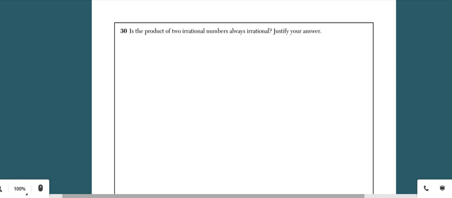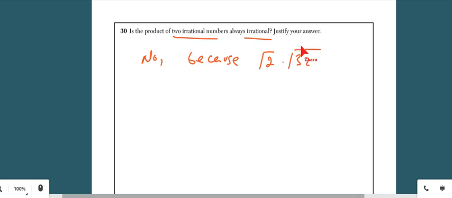Okay, is the product of two irrational numbers always irrational? So no, because I am taking square root of 2 and I am multiplying it with square root of 2 again. Okay, let's take two different ones. I am multiplying it with a perfect square, 64. So let's multiply root of 2 with the root of 32. Okay, so it will become root of 64, which is equal to 8. So we will say that no, because we have an example.